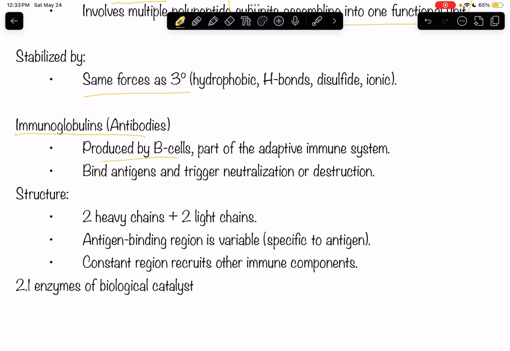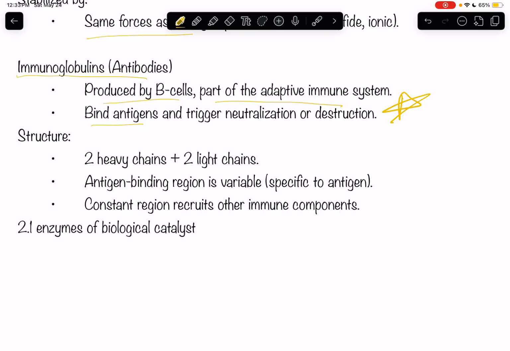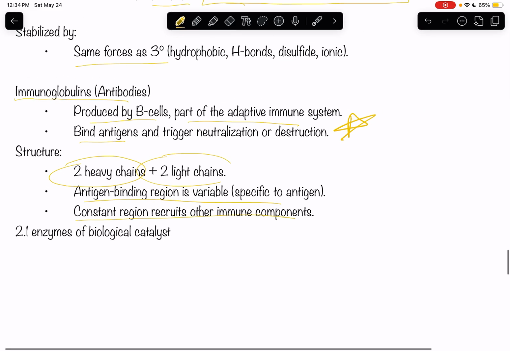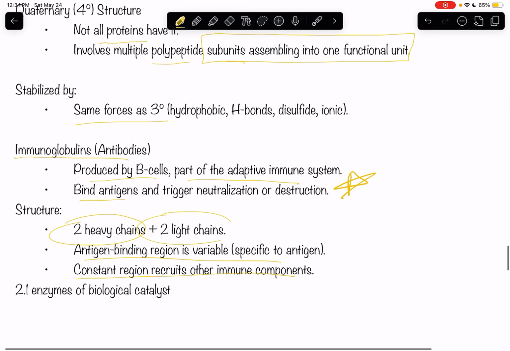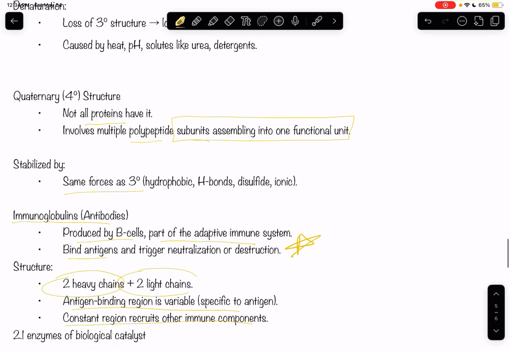They're produced by B cells and are part of the adaptive immune system. They bind to antigens. Again, this is heavy understanding. For the structure of antibodies, we should all know there are two light chains and two heavy chains, so you have multiple different units. I only bring up that example because, one, antibodies are very important, and two, it is a form of quaternary structure.